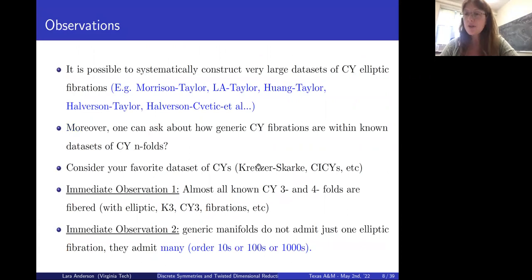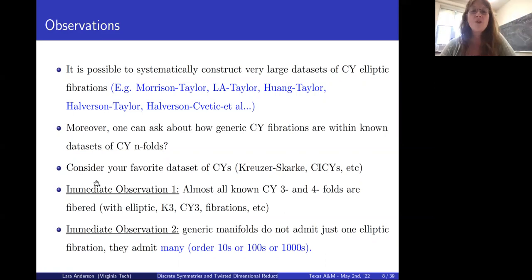This was a question that a couple of years ago, my collaborators and I tried to start exploring in detail within known systematic data sets of Calabi-Yaus. Just to state the punchline, and then I'll say in a bit more detail what we did. The first observation you can make when you start asking this question about known constructions of these Calabi-Yau geometries is that effectively all known Calabi-Yau threefolds and fourfolds, almost, exhibit these fibration structures. In fact, generic manifolds do not just admit one description as a fibration, they can admit many. So the same manifold can actually be pulled apart, Lego style, into different fibers and bases in lots of different ways.